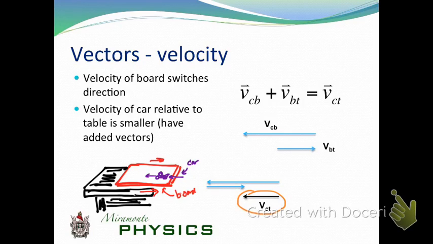Even though the car relative to the board is going to the left, the board is moving to the right, so a net velocity of the car with respect to the table. So that's how we can do some simple vector addition to find relative velocities.